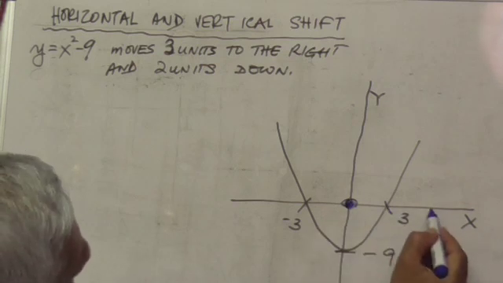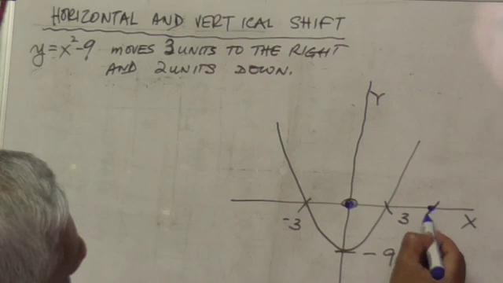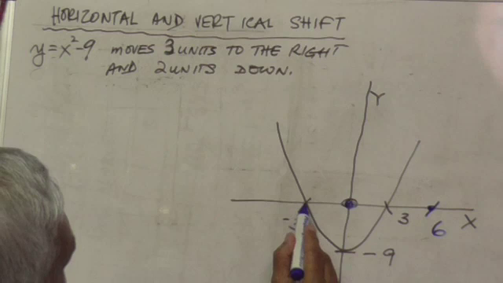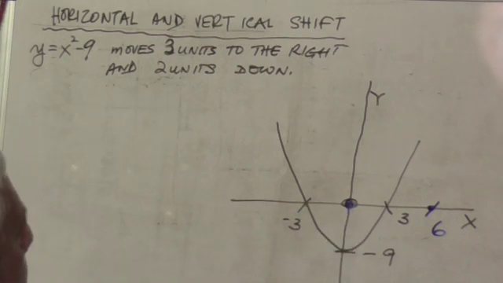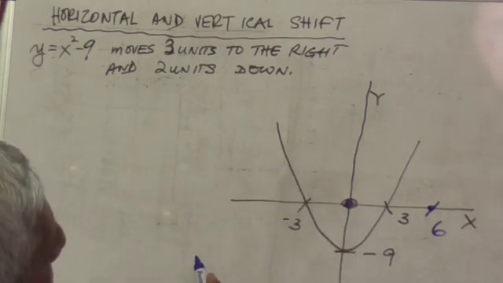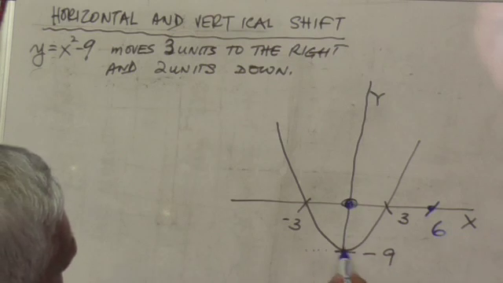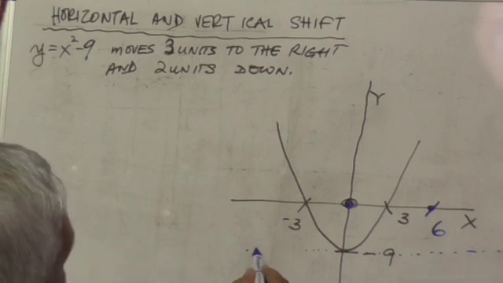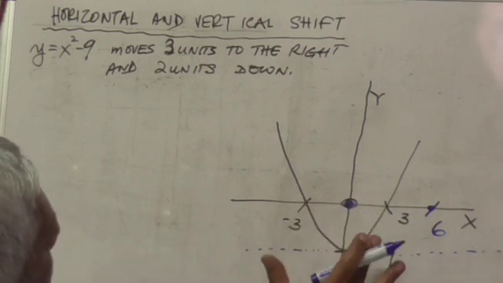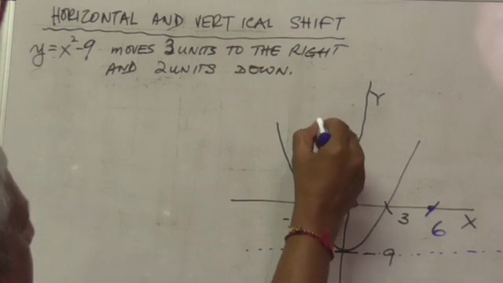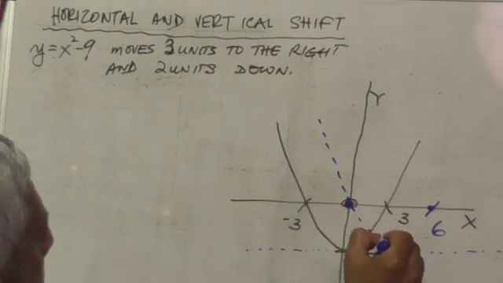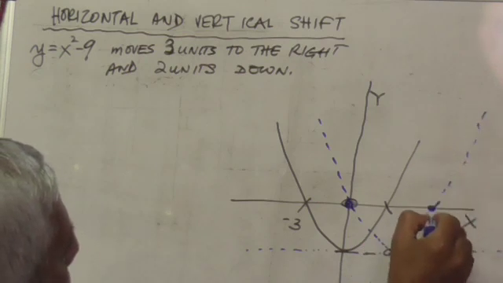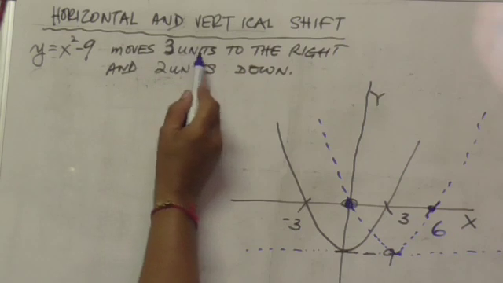If this one moves 3 units to the right, it will come over there and it will pass through 6. 3 plus 3 will give you 6. Minus 3 plus 3 will give you 0. Right. So this moves 3 units to the right. Right. And there is the old minimum value line. Now so far only one movement we did. So far this graph has only moved to the right. We did that part.